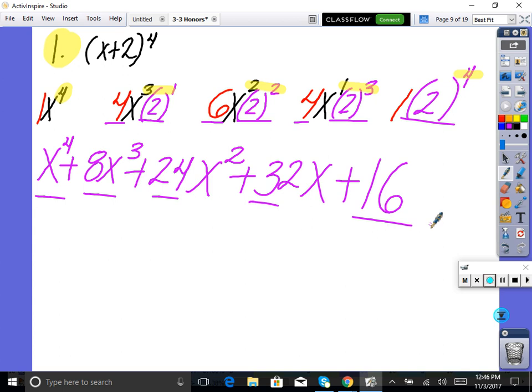Yes. Yeah, you can. Just a separate sheet of paper is great. Let's do another one. Isn't that cool though? I think it's so cool.